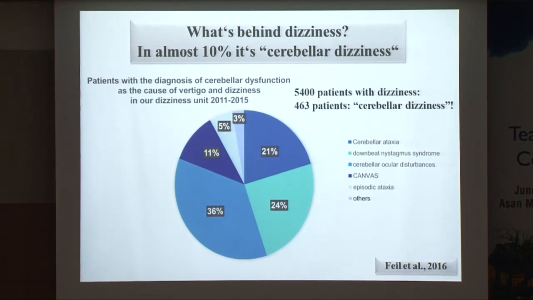If you go into the details, 20% have cerebellar ataxia, 25% downbeat nystagmus, but 36% had cerebellar ocular motor dysfunction only. That was the only clinical sign. So you have to properly examine eye movements. And one test had been shown by Michael Halmagyi, visual fixation suppression of the VOR.